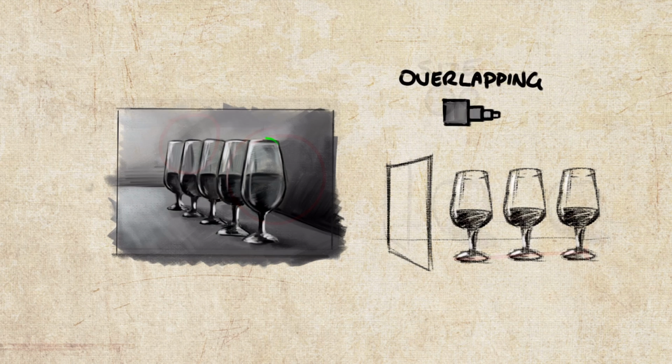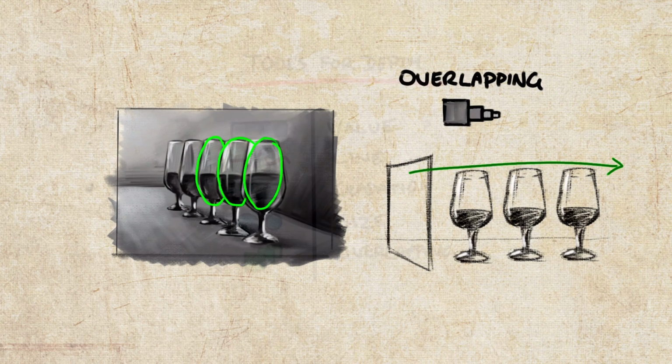And finally, tool number five is overlapping, which is an extension of size. The more objects we have that overlap each other, the more things start to diminish, which subsequently creates more depth in our compositions. So that's our tool set for creating depth.